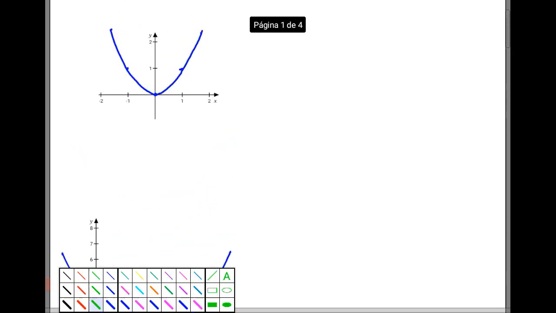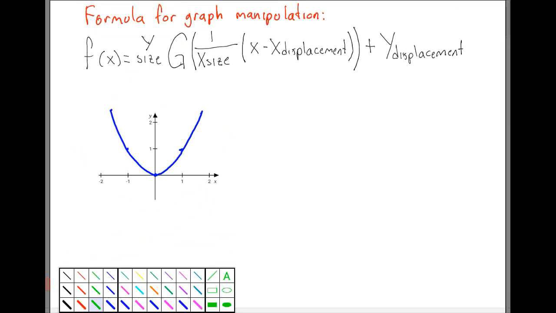Hello guys, in this video I will teach you how to find the equation of a function from its graph. In this case we have a parabola and we need to find the equation. What we are going to use is the formula for graph manipulation. Here we have this magic formula and I will explain each of the parameters.